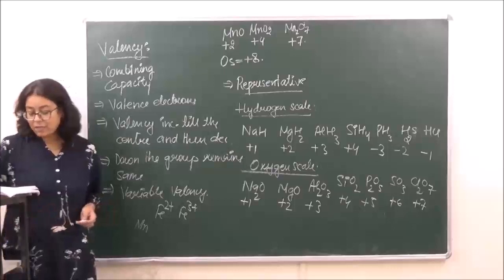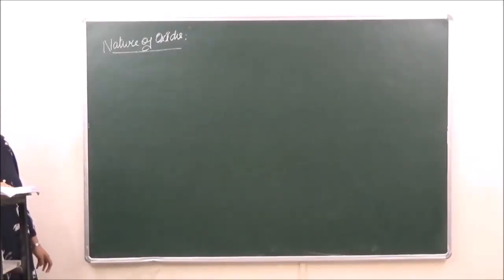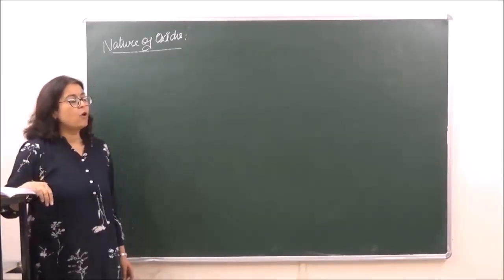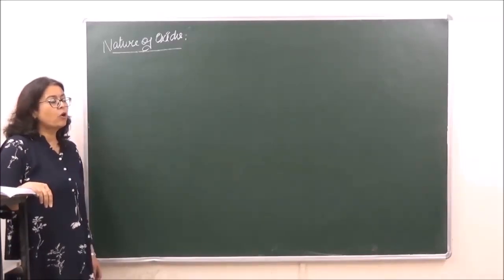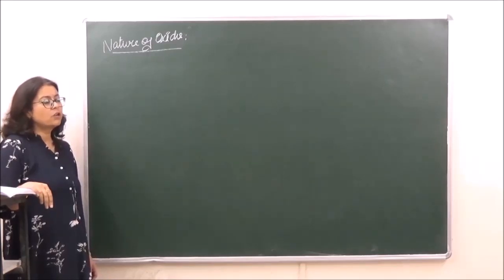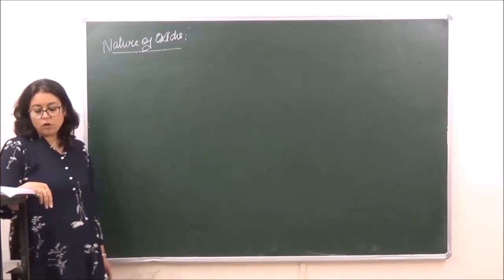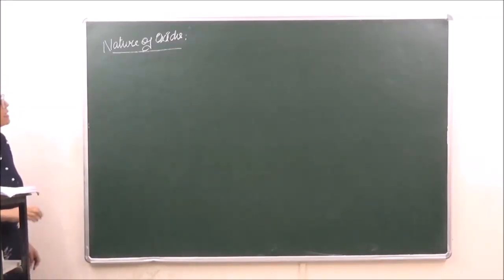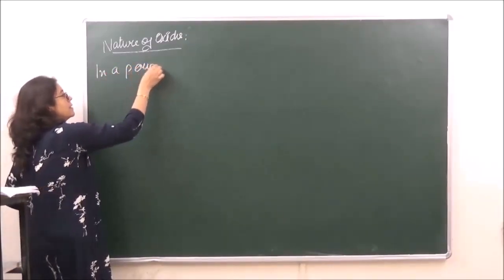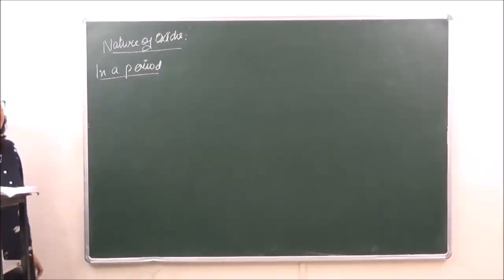So then we have the nature of oxides. I have already told you that all the metals form basic oxides and all the non-metals form acidic oxides. ठीक है? और जितने भी metalloids हैं, they are going to form amphoteric oxides. So when we are talking of nature of oxides, we say that in a period the nature of oxides shifts from basic character to acidic character.